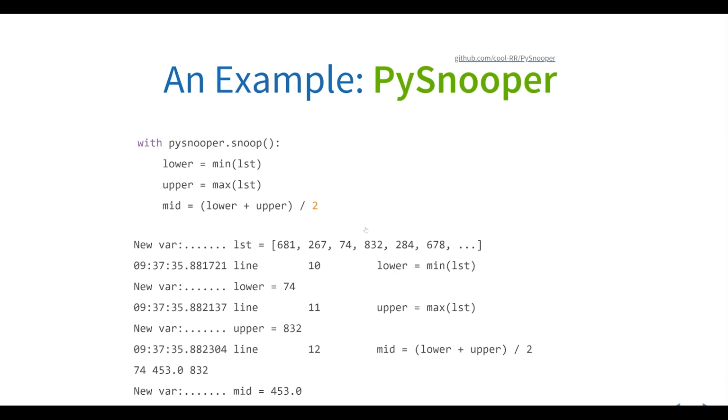So this is an example of PySnooper. You call with PySnooper.snoop. You give it a bunch of things here, and you don't need to add any print statement. It just automatically does print. So you run it, and it prints out the changes of local variables. As you can see, there's lower is changed, up and upper, and also mid. So this is more convenient than manually adding those print.